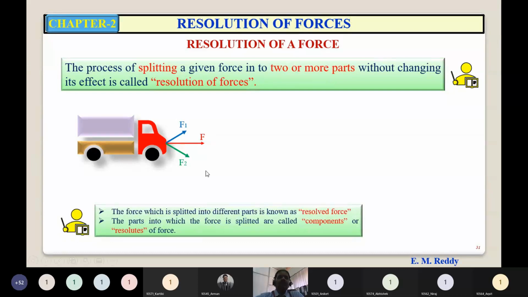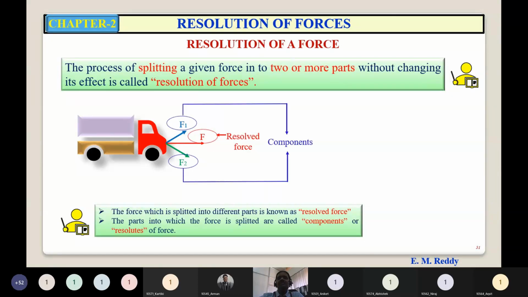So the point to be noted, the force which is splitted into different parts is known as resolved force. And the parts into which the force is splitted are called components or resolutes. So in this particular case, F is the resolved force and F1 and F2 are the components of the force, or you can say the resolutes.